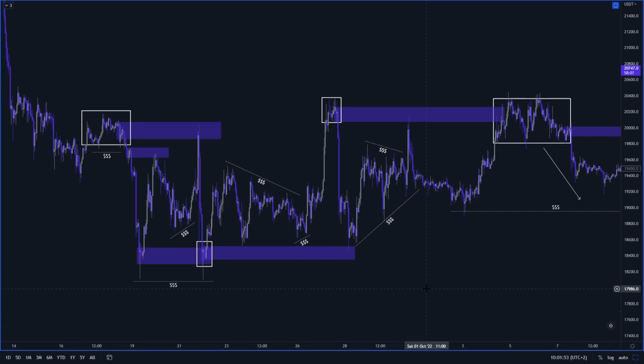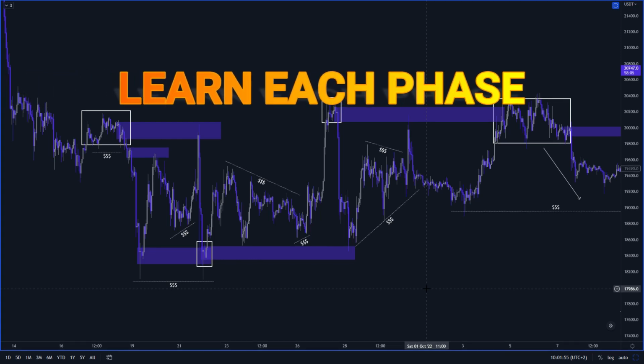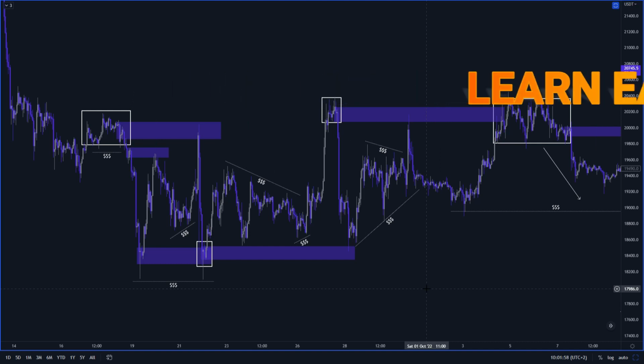This is the cycle of the banks and the institutions. By learning each phase and being able to trade it correctly, will give you massive edge in the markets.